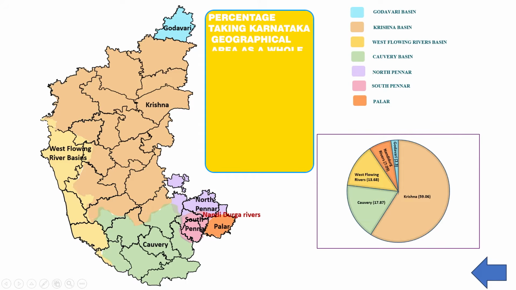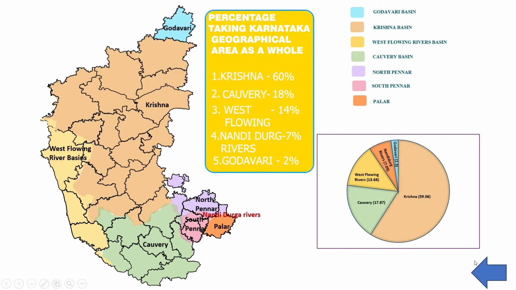And if we consider Karnataka as a 100% geographical area, around 60% is occupied by Krishna alone, followed by 18% by Kaveri river, followed by 14% of west flowing, and 7% by Nandidurg rivers, and the remaining minute 2% by the Godavari rivers. These are the drainage basins in Karnataka.